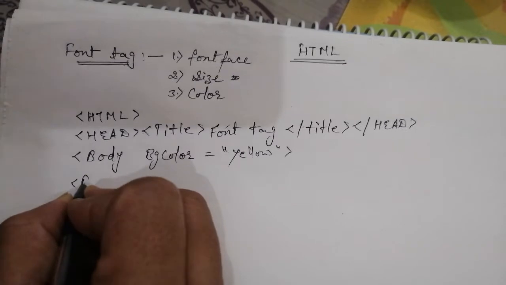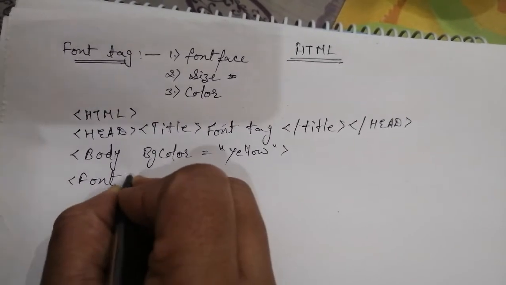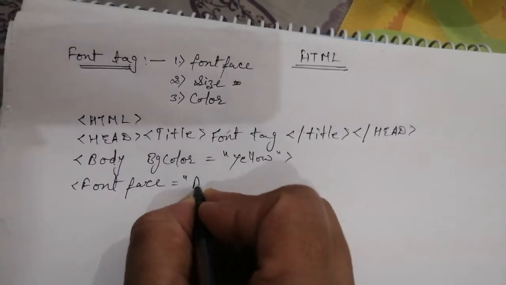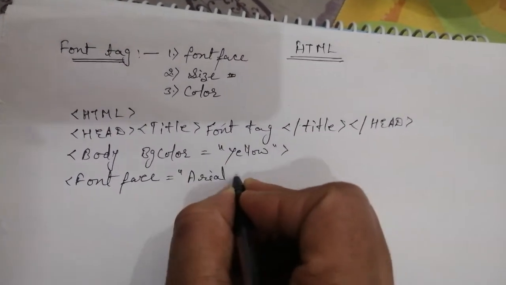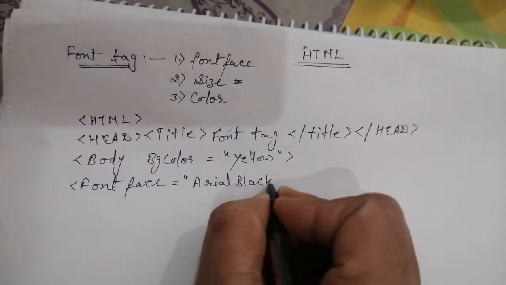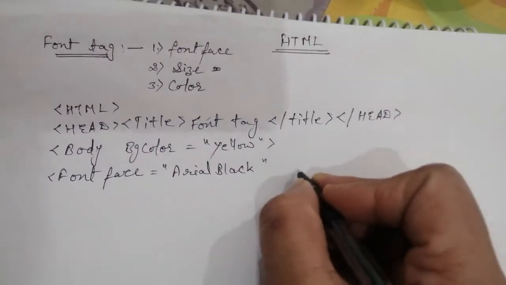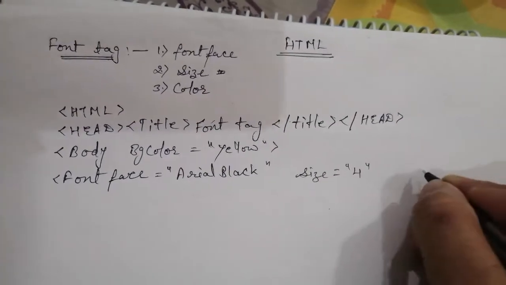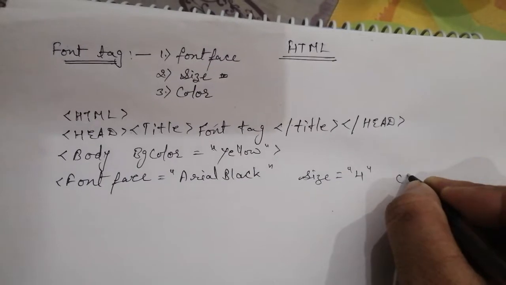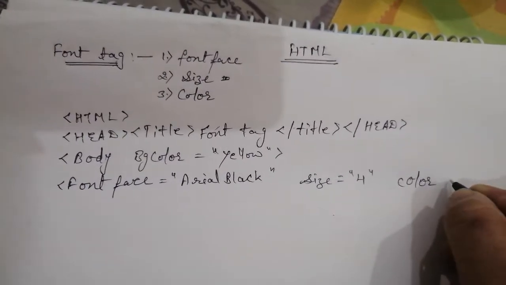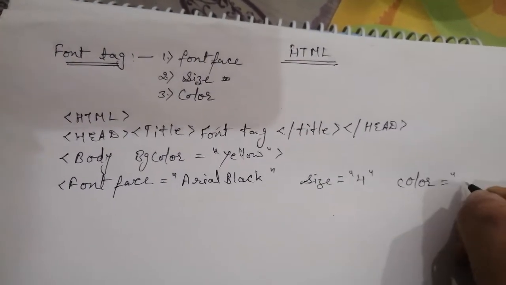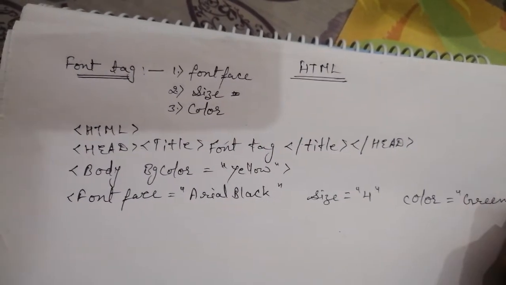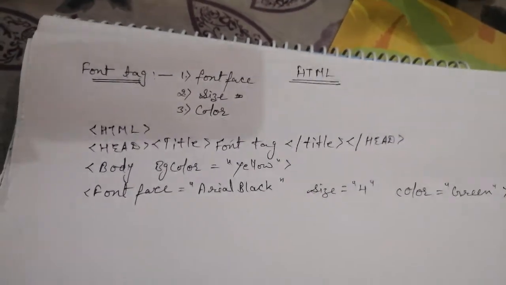Now start with font face. Face, I am using here Arial black, double quotes, then size 4, double quotes close, and color green. Close.